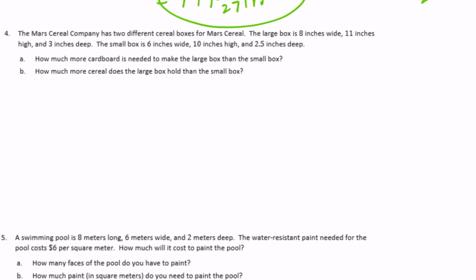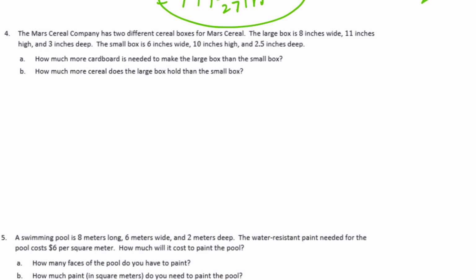Number 4. The Mars Cereal Company has 2 different cereal boxes for Mars cereal. The large box is 8 inches wide, 11 inches high, and 3 inches deep. The small box is 6 inches wide, 10 inches high, and 2.5 inches deep. How much more cardboard is needed to make the large box than the small box? And how much more cereal does the large box hold than the small box?